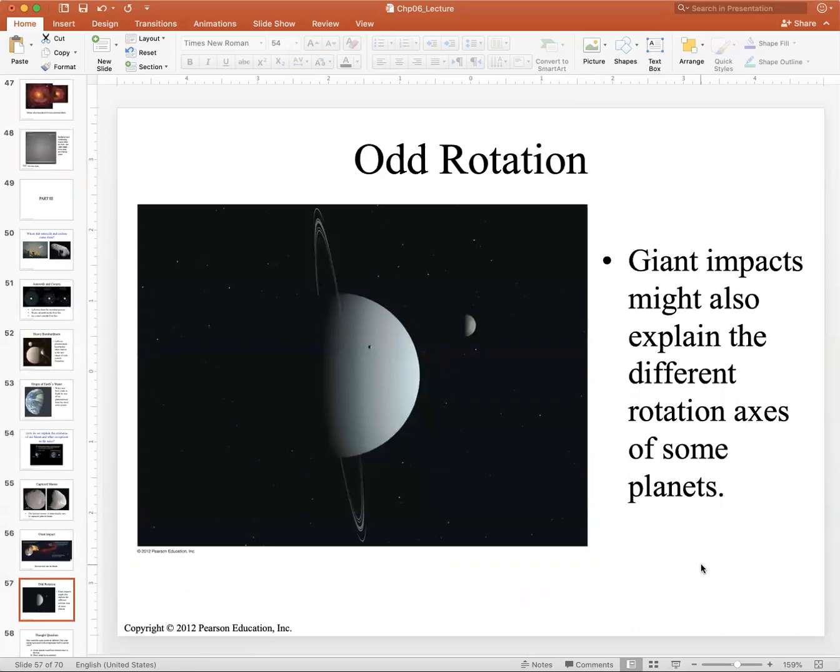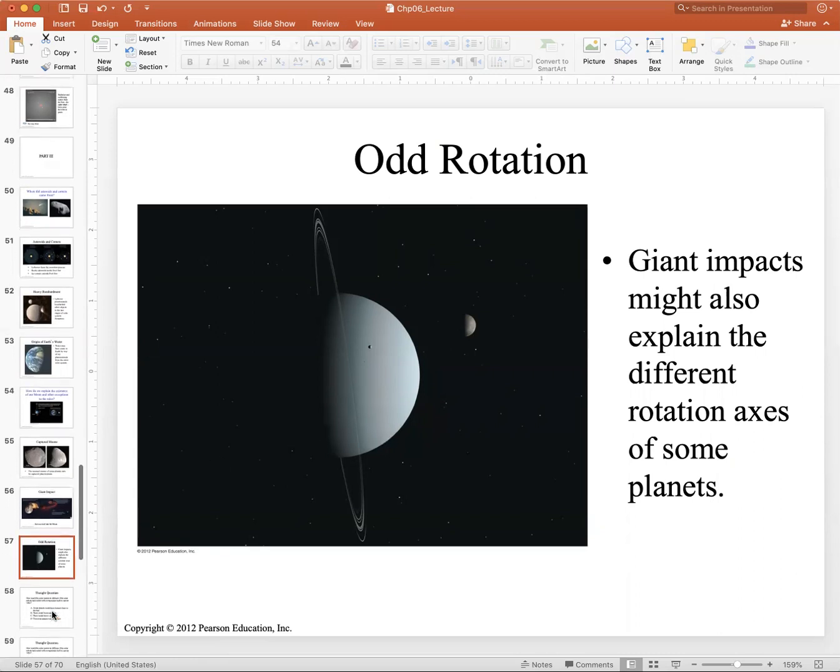The odd rotation of Uranus, we still think, is caused by another giant impact. A giant impact might cause a severe change in the rotation of some of these planets that we see.